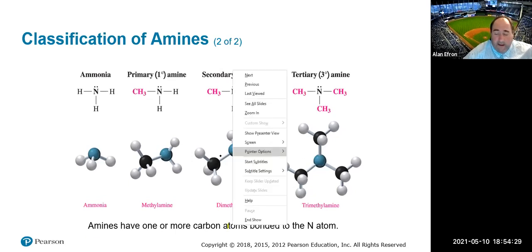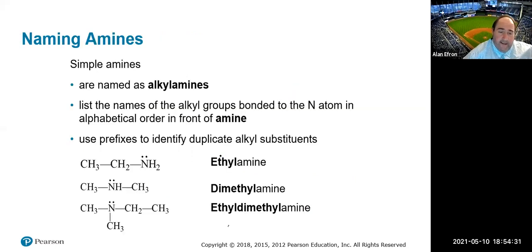So let's talk a little bit about how to name amines. Simple amines are named with the alkyl group, and then you just put amine at the end of it. So for example, here we list the names of the alkyl groups bonded to the nitrogen in alphabetical order, and then just put amine. Use prefixes to identify multiple groups. So what does that basically mean? If we look at this guy here, we see the nitrogen group, which tells us it's an amine, and we see a 2-carbon group attached to the nitrogen.